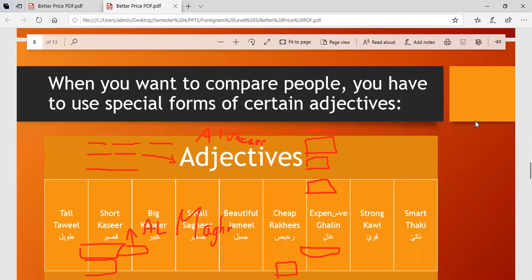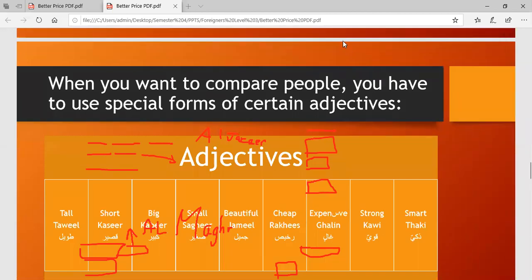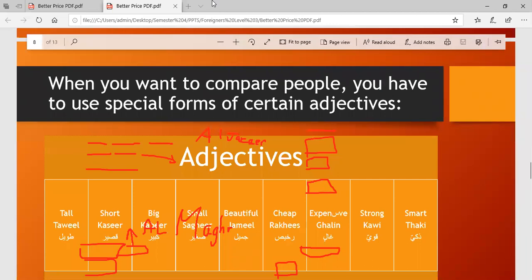Okay, Miss, I'm back. Okay. Now I'm starting with the adjectives, which are the most important part of the lesson. Here I gave you different lists of adjectives. I think you know most of them, but I gave them in order to know how we change them to the comparative and the superlative form, okay?